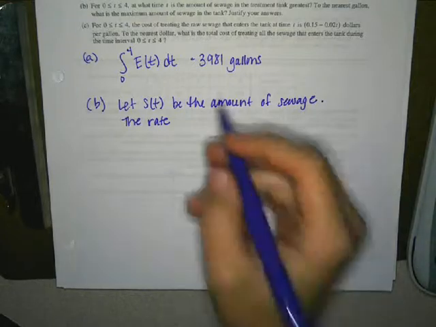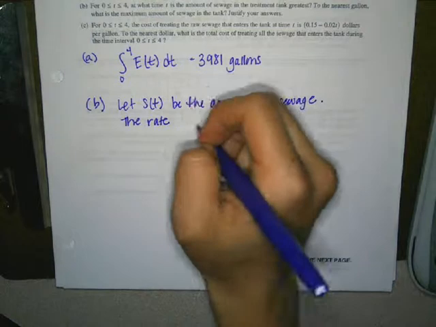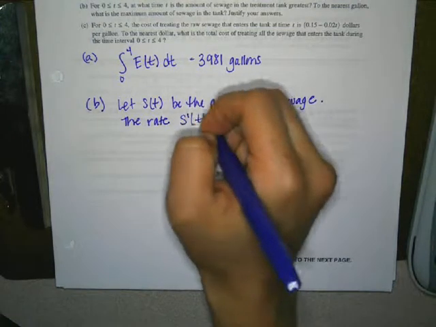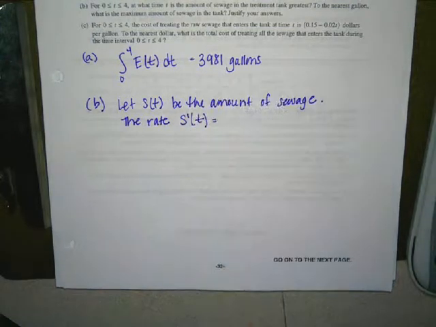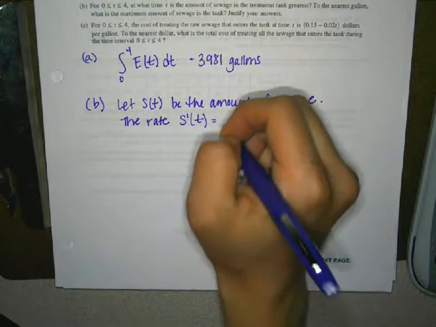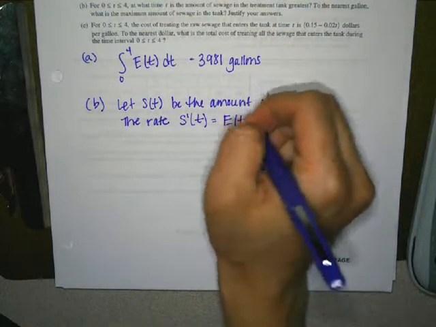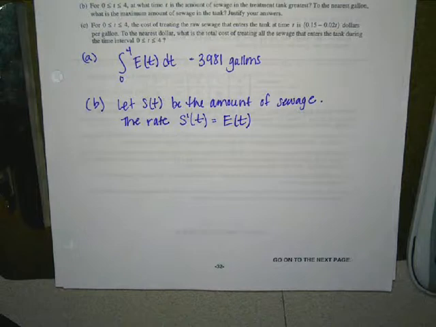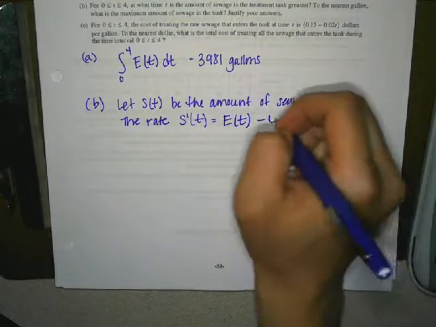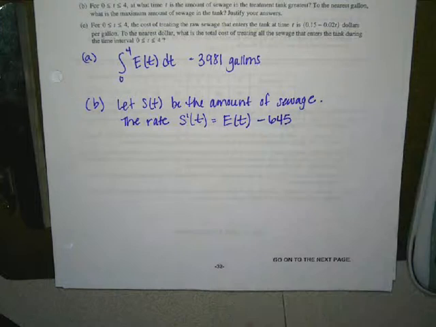And then, so then the rate S prime of t would be the amount going in, which we already know the rate of the amount going in is that function E of t, minus the stuff going out, which is how many gallons? 645. And that's a constant rate, so it's just 645.